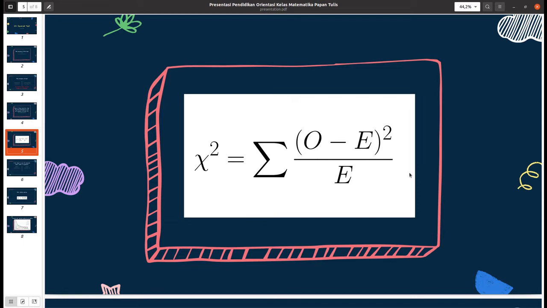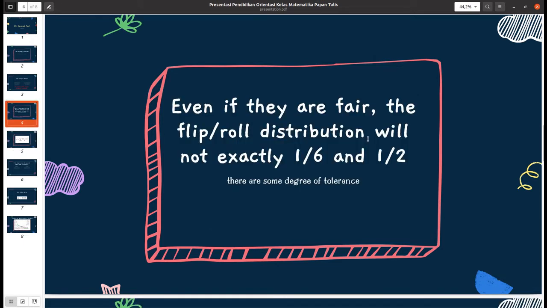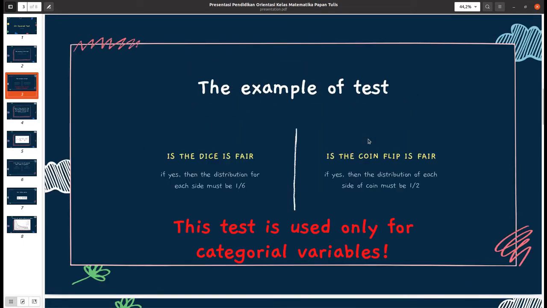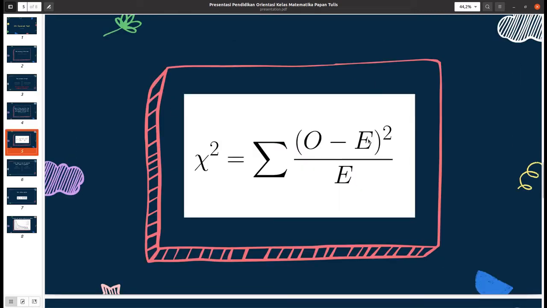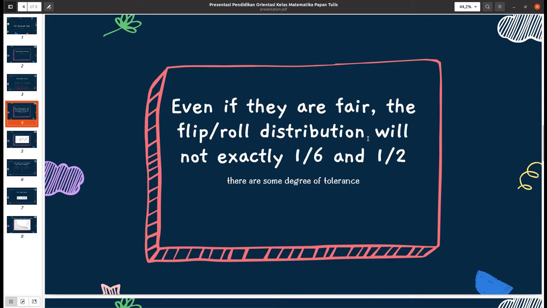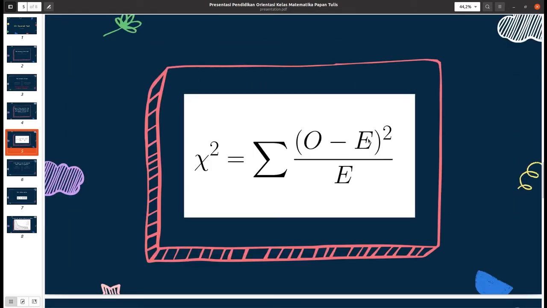And this is the formula for the chi-square test. This is the symbol of chi. O here is the observed data, and E here is your assumption. So in this example, for the dice it must be 1/6, or for the coin flip it must be half.